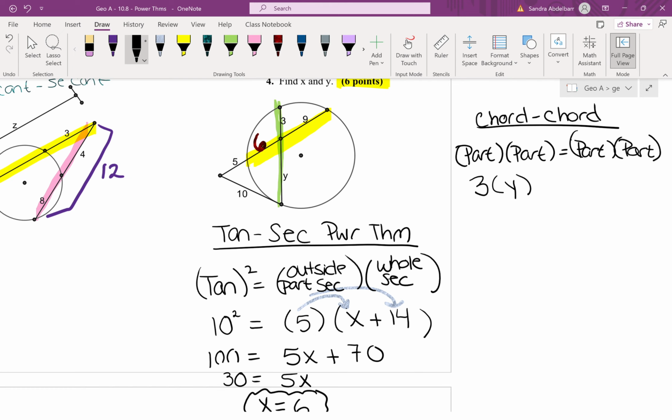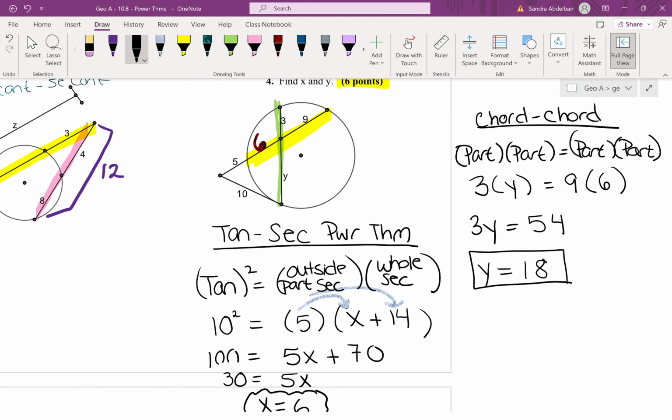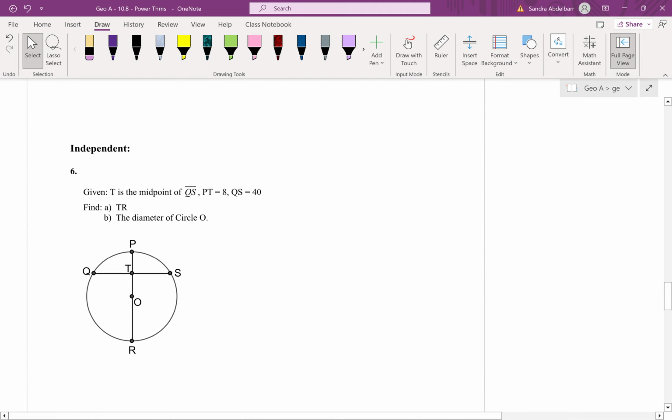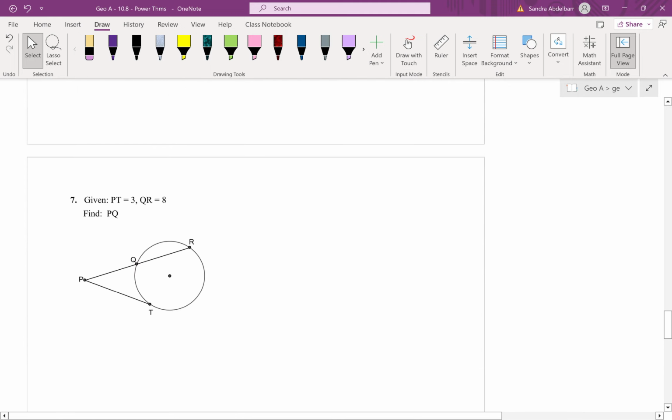All right, let's start off with the green one first. Part one is 3, part two is y. Now let's go to the yellow one. Part one I will say is 9, part two I will say is, what is it? 11. No, not 11. Part 2. 6. You got it. So we got 3y equals 9 times 6, which is 54. Divide by 3, we get y is equal to 18. Did we solve for x and y? Yes.